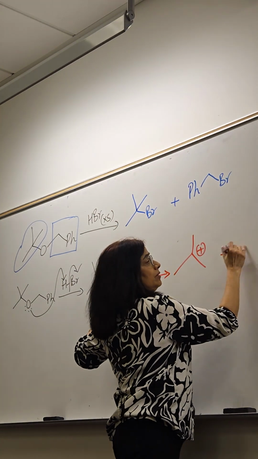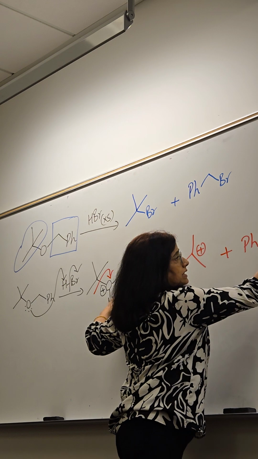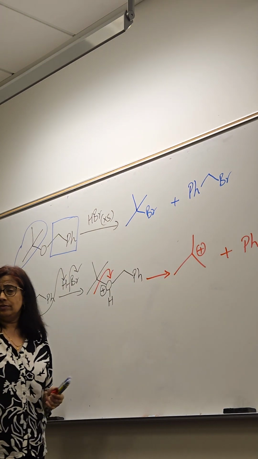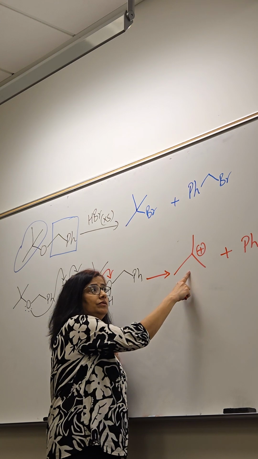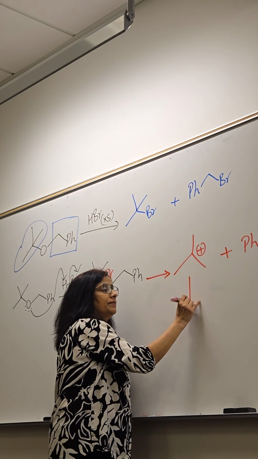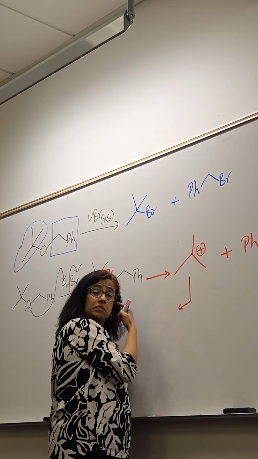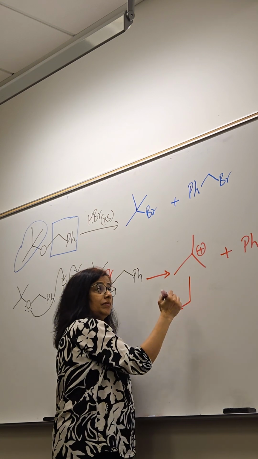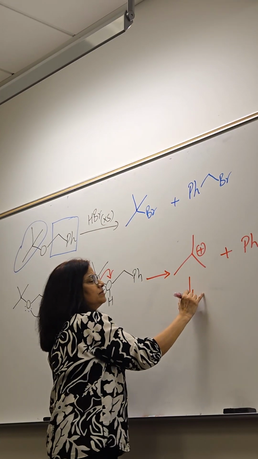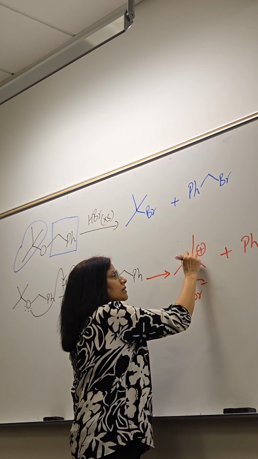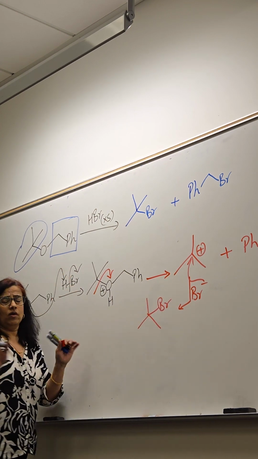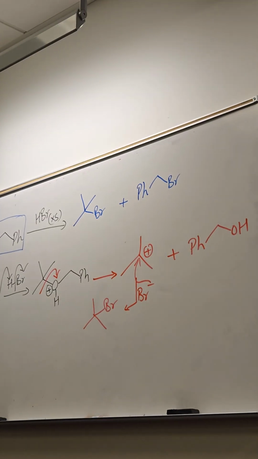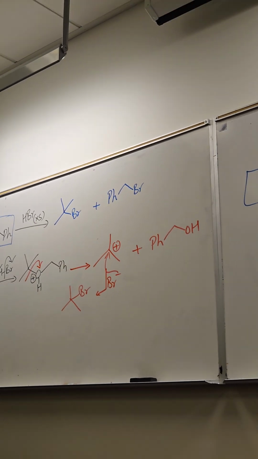And what does the other thing become? It becomes an alcohol. Agreed? So what is this going to do? The carbocation is going to react with the nucleophile, the Br minus. It's very traditional SN1, no difference at all. Same thing, nucleophile attacks.